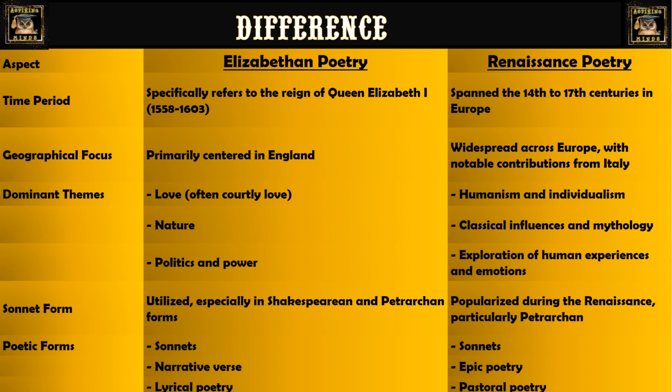To talk about the sonnet form, Elizabethan poetry utilized Shakespearean and Petrarchan forms of sonnet, while Renaissance poetry explored or popularized the Petrarchan form. The poetic forms in the Elizabethan poetry included sonnets, narrative verse, and lyrical poetry, while in Renaissance poetry you have sonnets, epic poetry, and pastoral poetry.